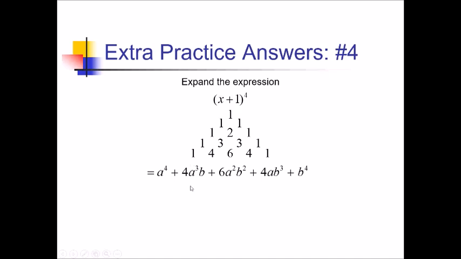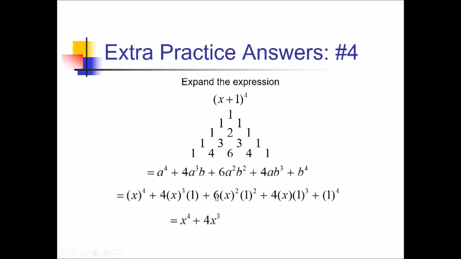So going through and plugging those in, we've got x to the 4th plus 4x cubed times 1 plus 6x squared times 1 squared plus 4x times 1 cubed plus 1 to the 4th power. And we can simplify this quite a bit. This is x to the 4th. Here we just have 4x cubed. Next, this is going to be 6x squared. And we've got 4 times 1 cubed is 4, so this is 4x. And finally, 1 to any power is just going to be 1, so plus 1.